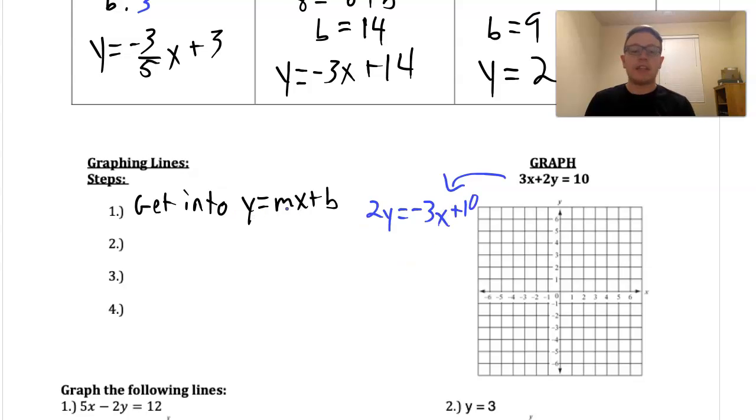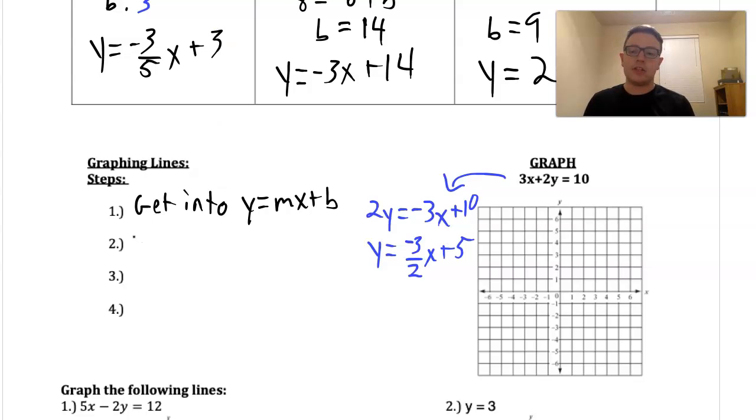Now this isn't y is equal to mx plus b because we have this 2 out in front. So we need to divide everything by 2. And we get y is equal to minus 3 over 2. We can split up the fraction. So we get minus 3 over 2x plus 10 over 2 is 5. So we get y is equal to minus 3/2 x plus 5. Great, now we're good to go.